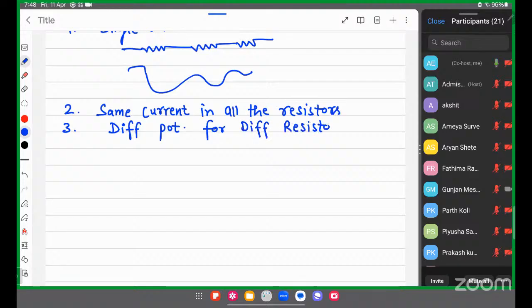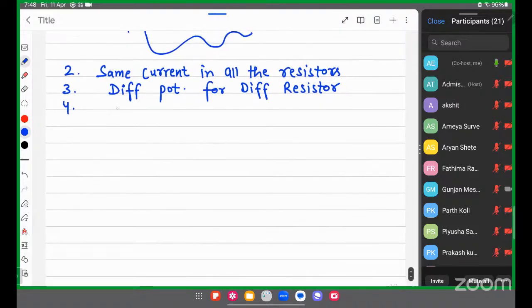And one more property in series combination: it can be proved that the resultant resistance, or equivalent resistance, or net resistance of a system in series combination will always be greater than the individual resistance. Understood or any doubt?